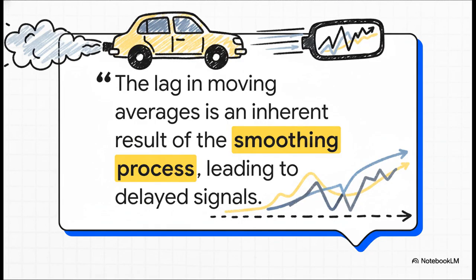And the really tricky part here is that this problem isn't a bug. It's actually a feature of how these traditional indicators are built. The whole point is to smooth out price data to get a nice, clean line. But that very process of smoothing is what creates the delay. It's like the indicator is designed to always be looking in the rearview mirror.